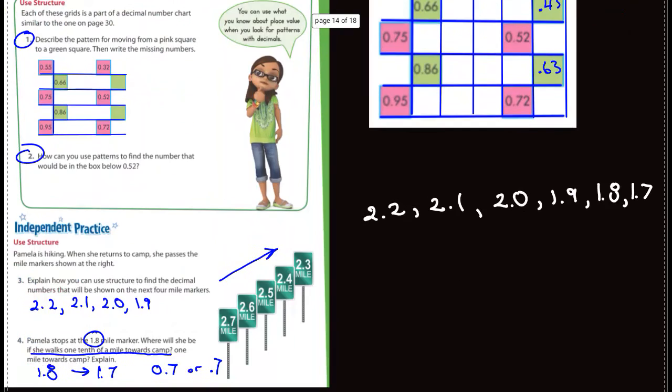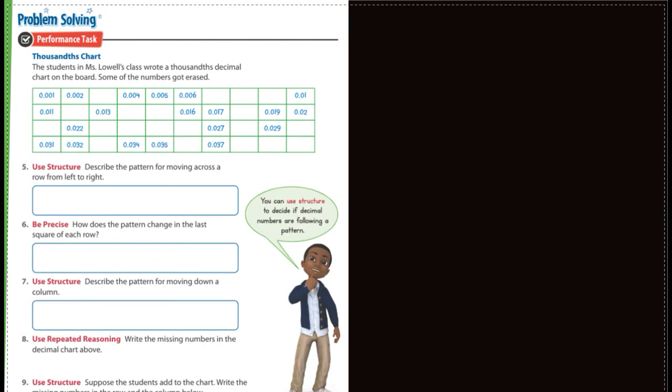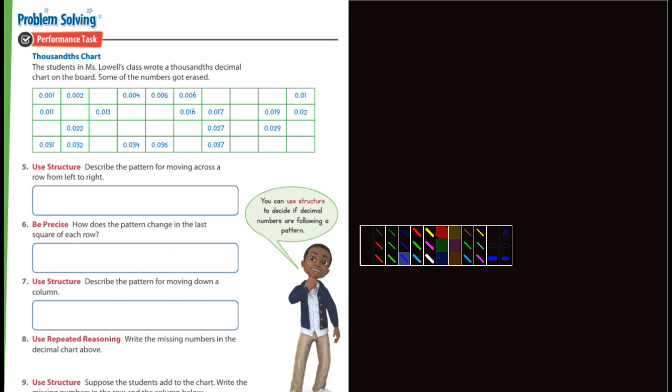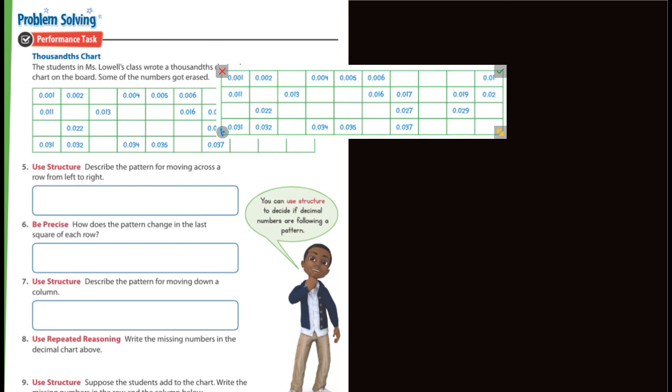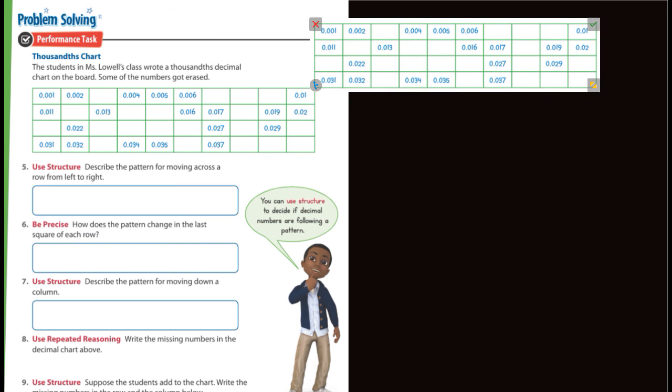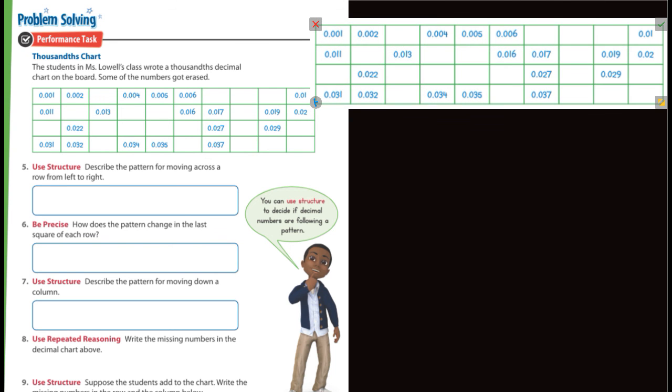Last page. What have we got going here? Oh, no. Okay, here we go. Problem solving. Thousandths chart. It says the students in Miss Lowe's class wrote a thousandths decimal chart on the board. Some of the numbers got erased, so they want us to fill it in. Let's just look at filling it in first before we do anything else. I'm going to cut this out too and make it a little bit larger, just a little bit easier to work with. I'll expand it this way. Okay, here we go.